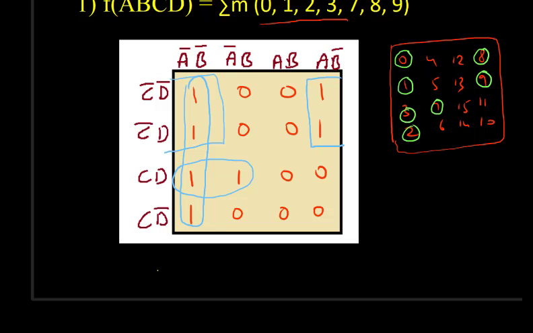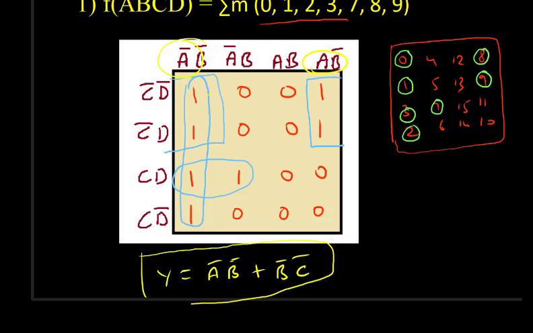Let us write the equation of the quad. The equation of this particular quad is A bar B bar. Then for the equation of this other quad, when we go from this one to this one, A is changing, B bar is common, and here C bar is common. So the equation of this is B bar C bar. So this is the answer. We have reduced this using K-maps.